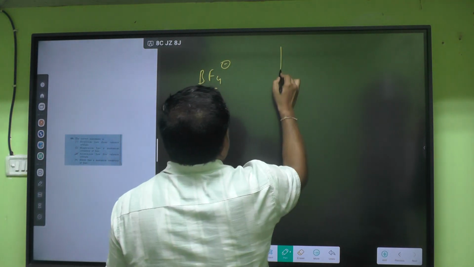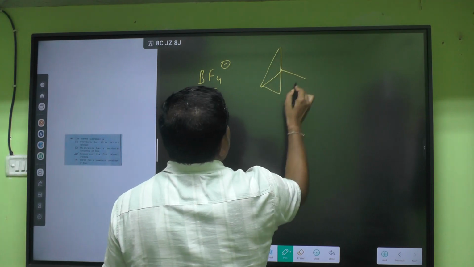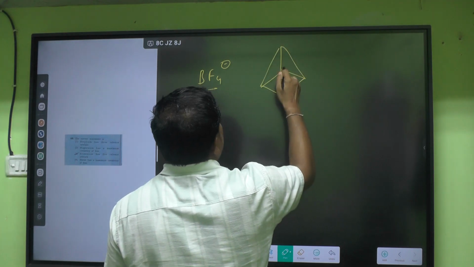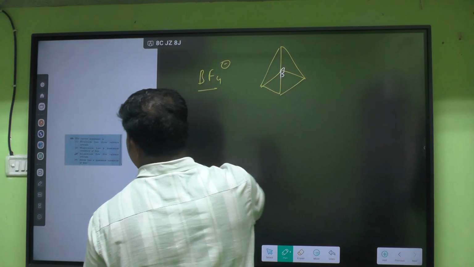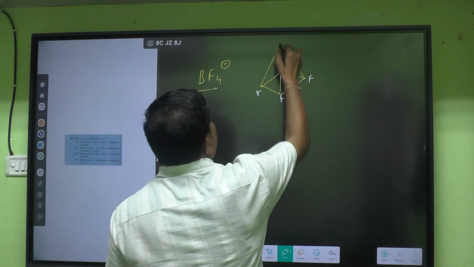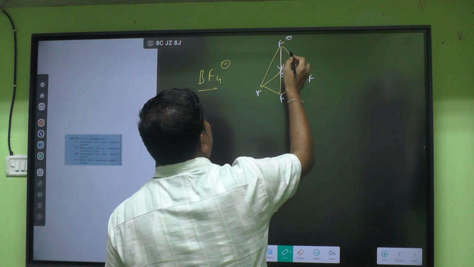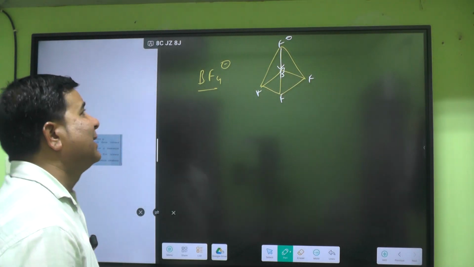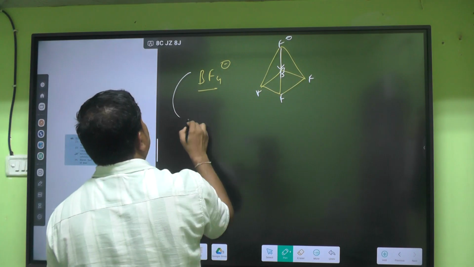Tetrahedral structure is tetrahedral; it can expand its covalency maximum up to 4. Now here, boron. Now here, fluorine, and one fluoride negative charge forms a coordinate bond with the vacant orbital of boron. That's why it can form the maximum number of bonds.